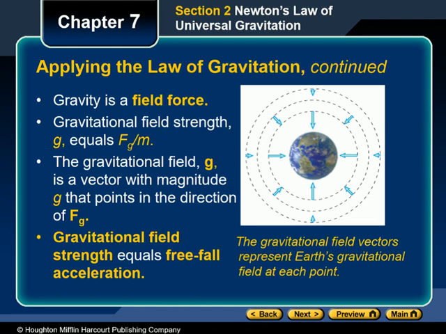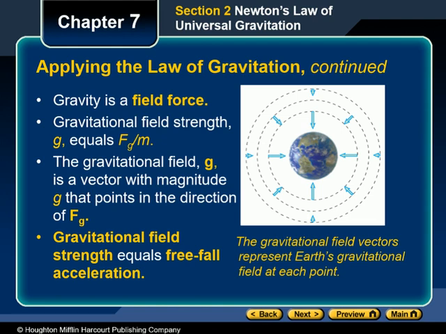Gravitational field strength equals free fall acceleration. Consider an object that is free to accelerate and is acted on only by a gravitational force. According to Newton's second law, acceleration is equal to force divided by mass. As seen earlier, little g is defined as F sub g divided by m, where F sub g is gravitational force. Thus, the value of little g at any given point is equal to the acceleration due to gravity.